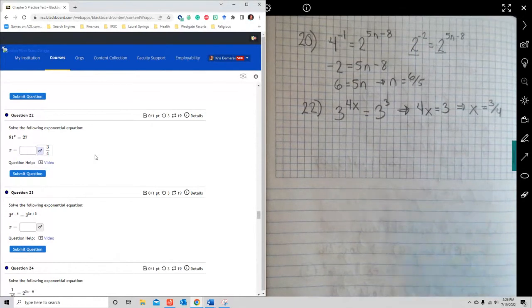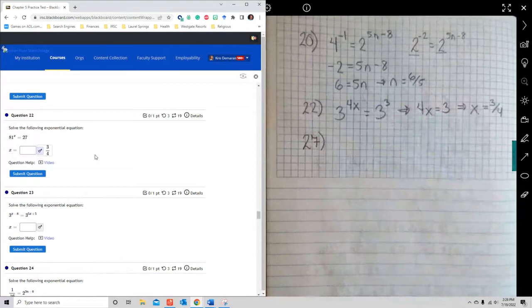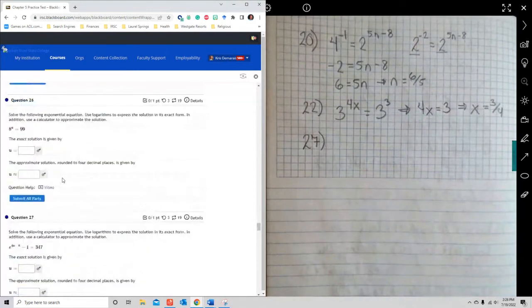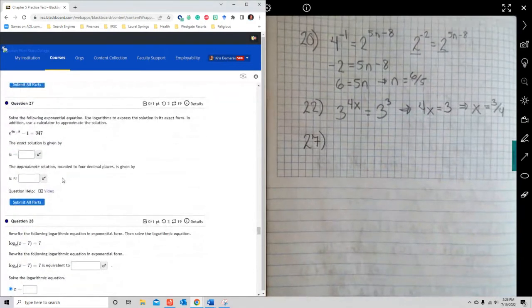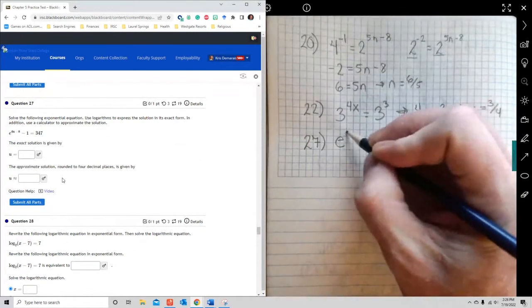The approach I'm giving you is very systematic. And it's very consistent with what I've taught you in my lessons. Now it's to solve the following exponential equation using logarithms to express it. So we're going to go ahead and write that down.